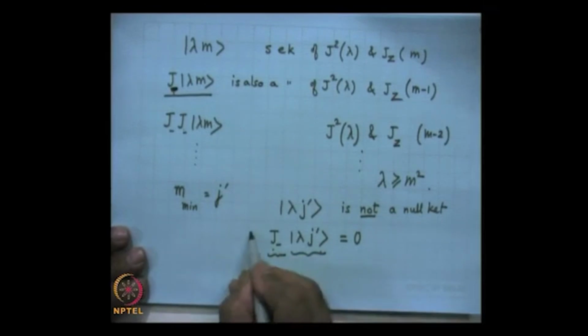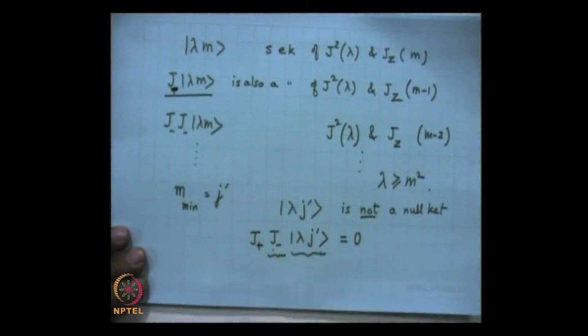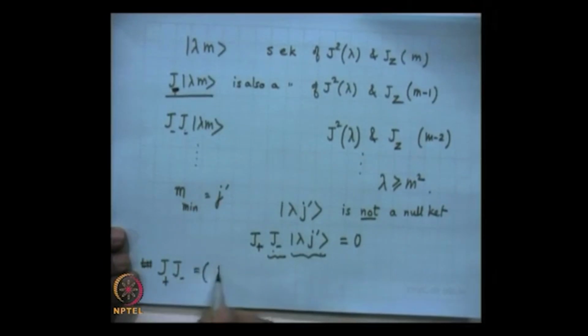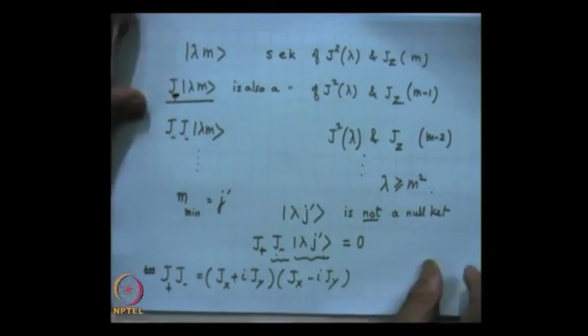So, let me multiply this by J plus, then my left hand side is equal to left hand side. So, this J plus J minus is equal to Jx plus iJy times Jx minus iJy. Let me do it carefully.